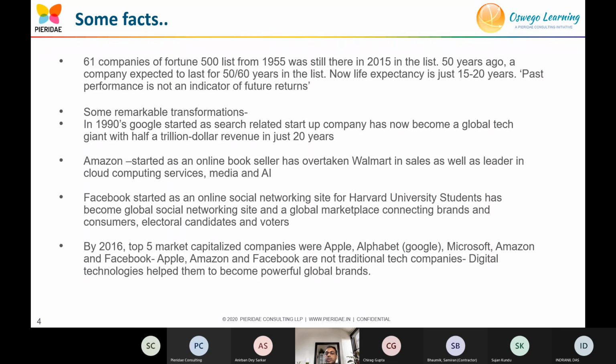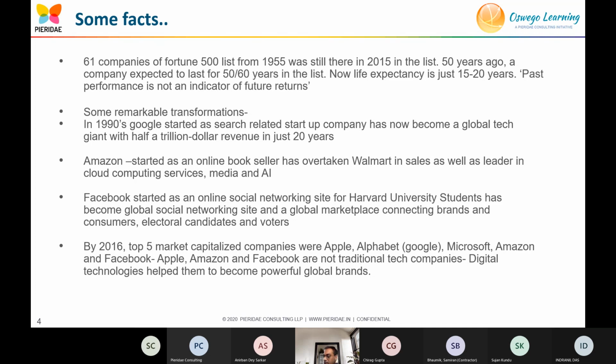Facebook started as a social networking site within Harvard University students. Now it's a global social networking site along with a global marketplace wherein brands can connect with consumers, and consumers can connect with brands via Facebook campaign ads and all. They have also launched this marketplace wherein you can put your advertisement as well, and you can get direct customers from there. And most interestingly, Facebook is helping electoral candidates to win votes.